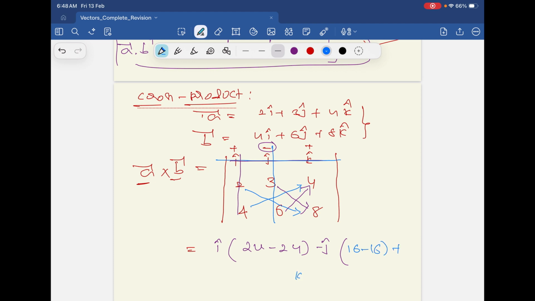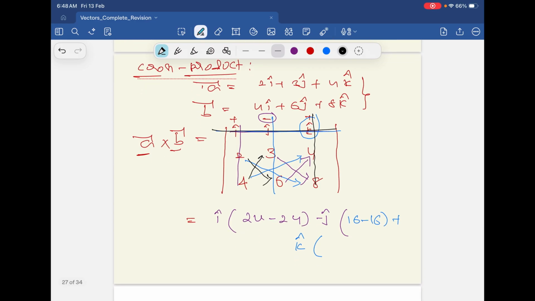So plus k cap you have to take. Third, the same story again: in which row and column k is there, forget that particular row and column. Remaining elements: 2 6s are 12, 3 4s are 12. Once again you can pause and listen to the video. So if you see, this is 0, this is 0, this is 0, so the entire result is 0. So a bar cross b bar is 0, which you can also call a null vector.